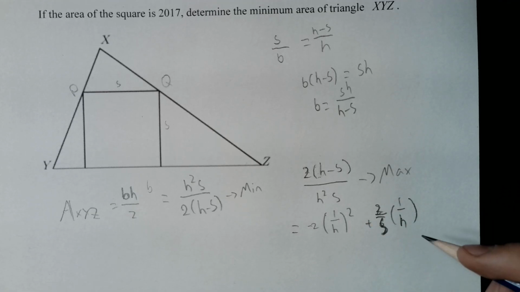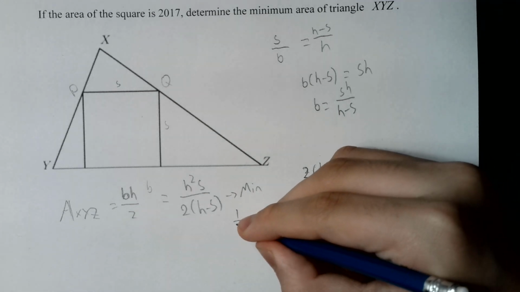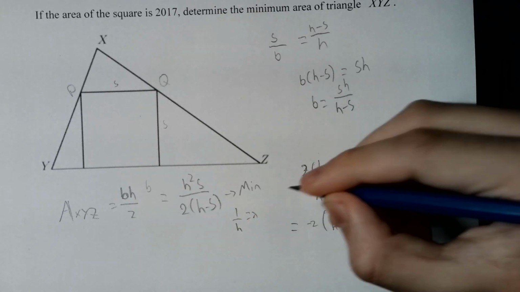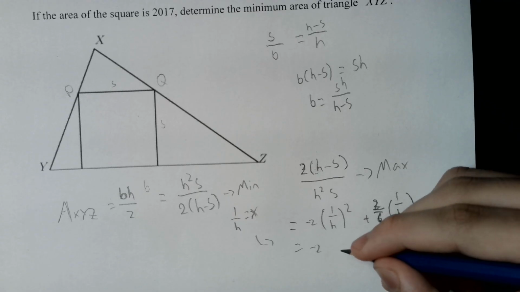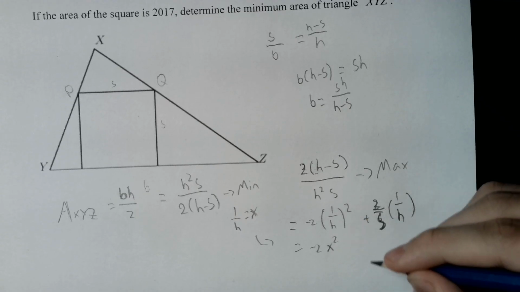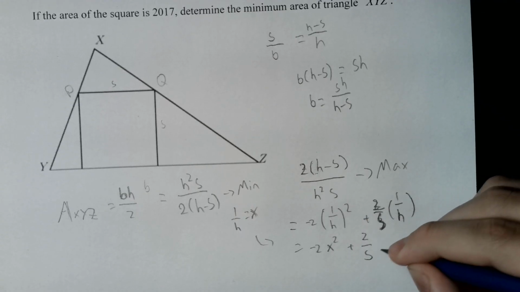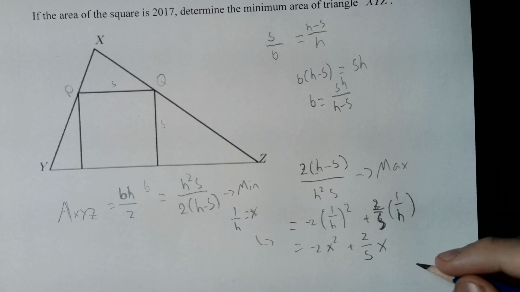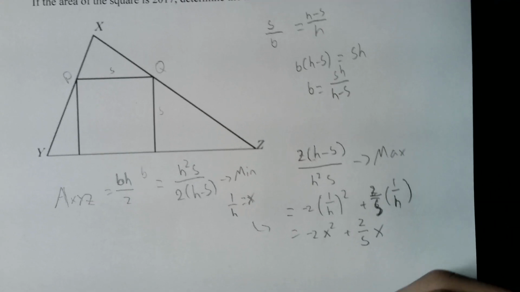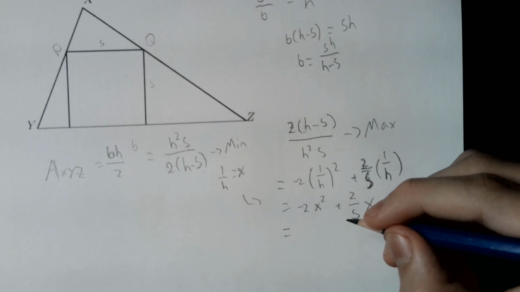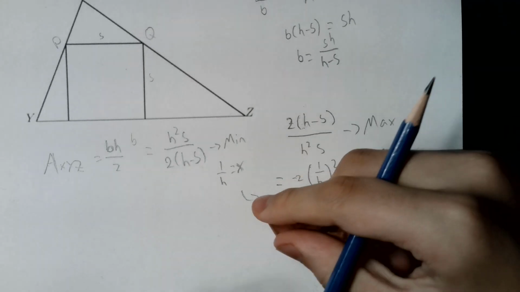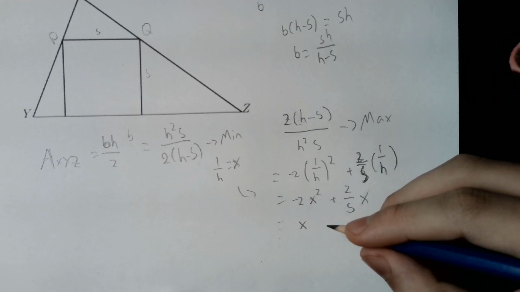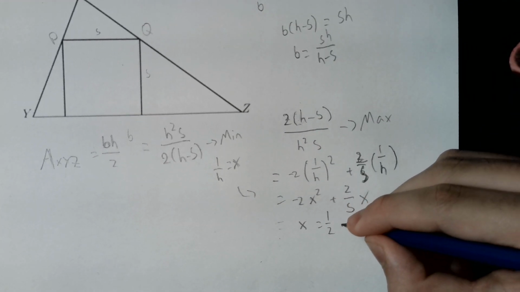As you can see here, this is actually just a quadratic equation. So let's say 1 over h is going to be equal to x, just for now. Plugging this in, this turns into negative 2x squared plus 2 over s times x, right? So this is obviously a quadratic equation, and we can solve for this to see that x here is going to be equal to 1 over 2 times 1 over s.